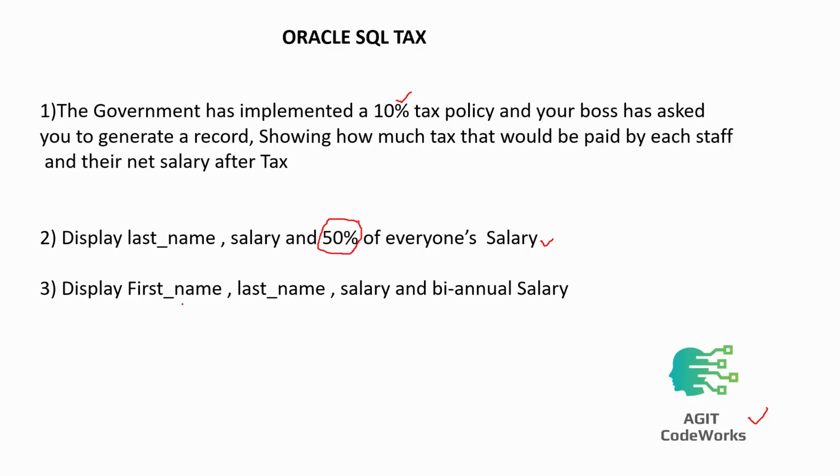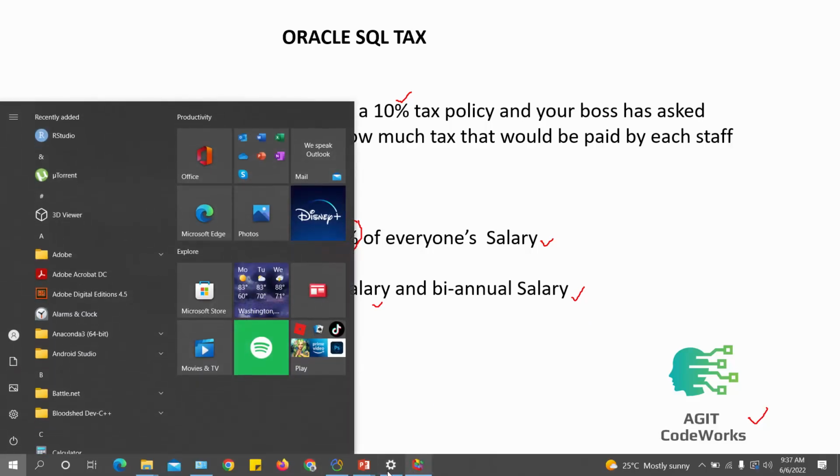Then we're going to display first name, last name, salary, and biannual salary. By biannual salary, we mean the salary staff will be earning in 2 years. All right, so let's cut to the chase and write the code.